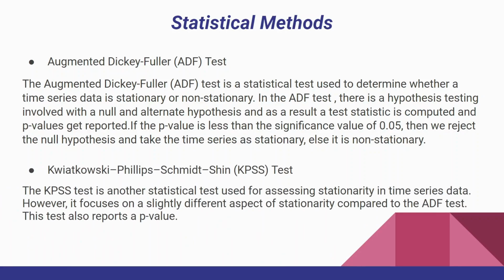Next is the Kwiatkowski, Phillips, Schmidt, and Shin or KPSS test. The KPSS test is another statistical test used for assessing stationarity in time series data. However, it focuses on a slightly different aspect of stationarity compared to the ADF test. This test also reports a p-value.